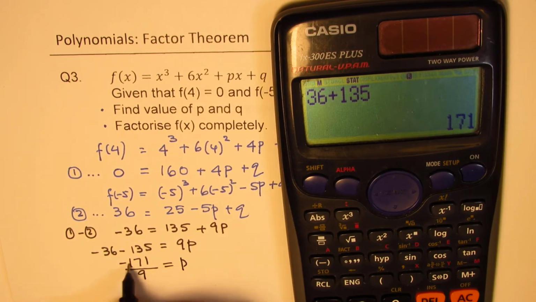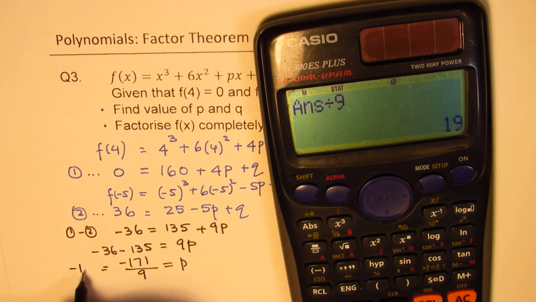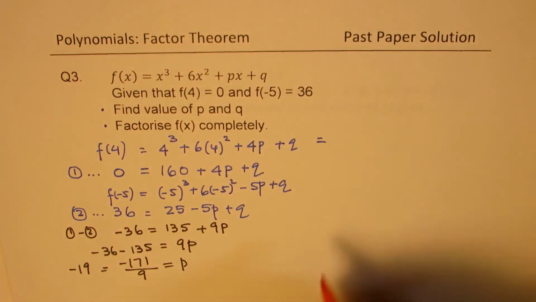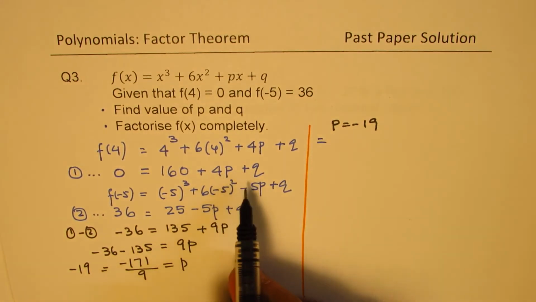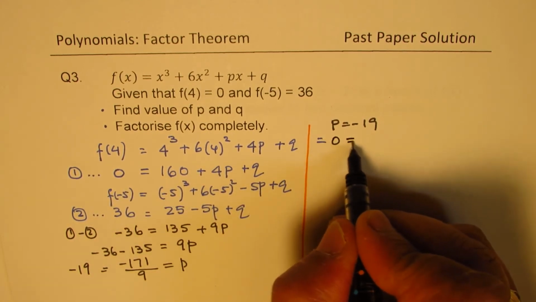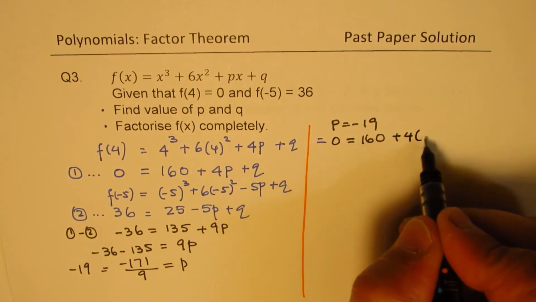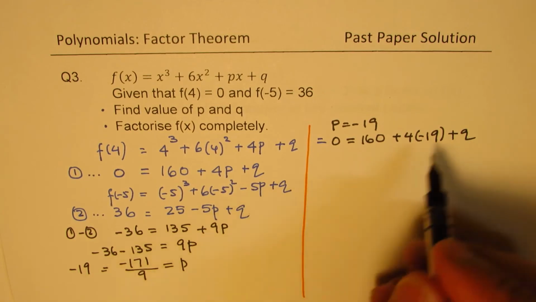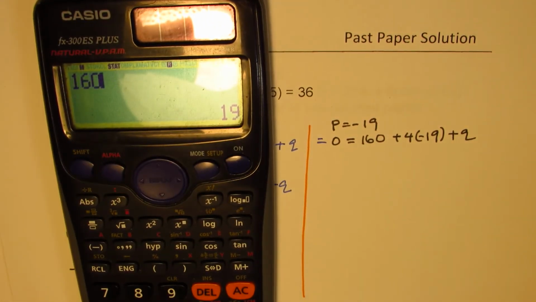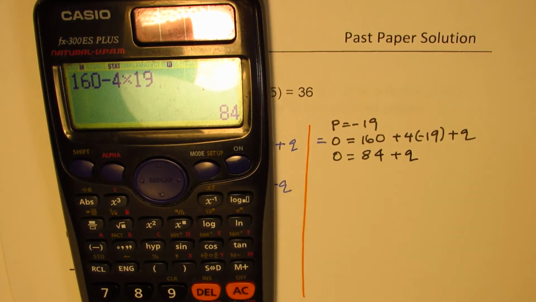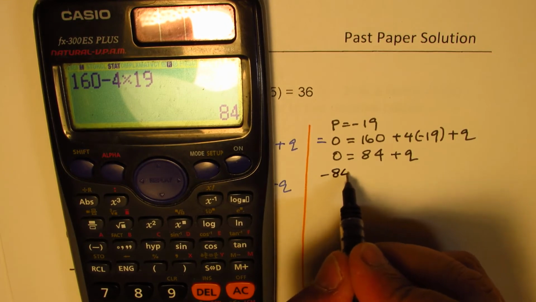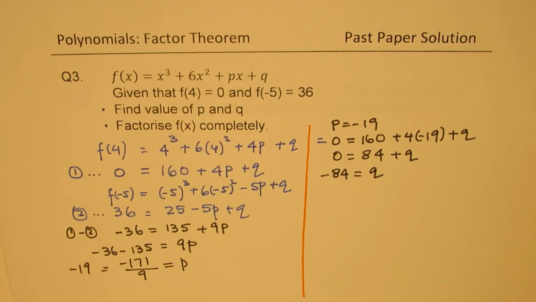Divide this by 9, it is divisible. 171 divided by 9 gives you 19. So we get p as minus 19. Substituting in one of our equations, any one of them, we have 0 equals 160 plus 4 times minus 19 plus q. From here we can find what q is. 160 minus 4 times 19 is 84, so 0 equals 84 plus q. That means minus 84 is the value of q. So we have the value of both p and q.